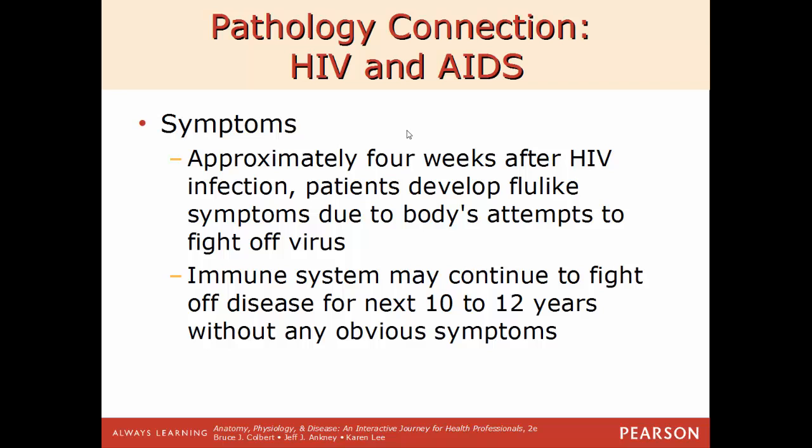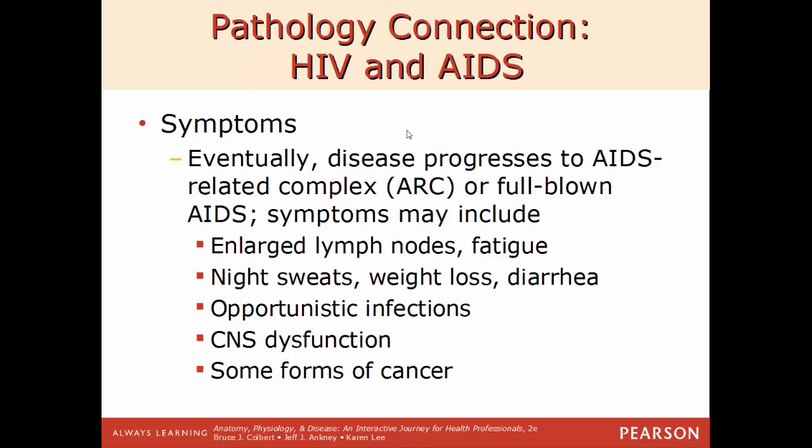Some symptoms: approximately 4 weeks after the HIV infection, the patients will develop flu-like symptoms because your body is attempting to fight off a virus. So it may present initially as just a bad cold or bad flu. And the immune system may continue to fight off the disease for the next 10 to 12 years without any obvious symptom. Now eventually, the disease progresses to AIDS-related complex, or ARC, or full-blown AIDS.